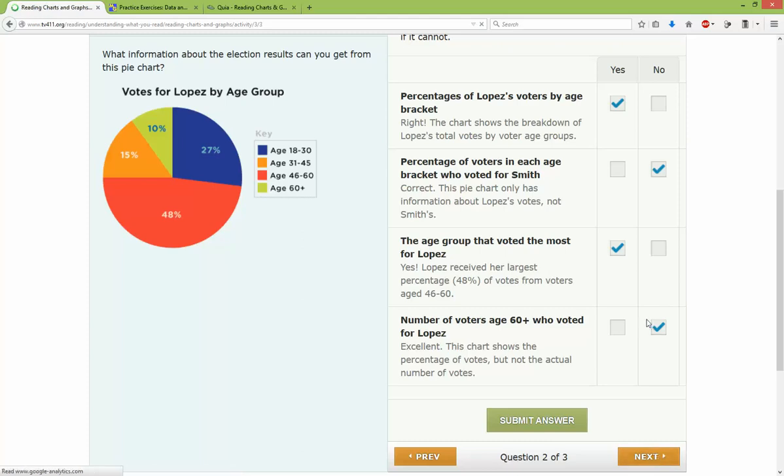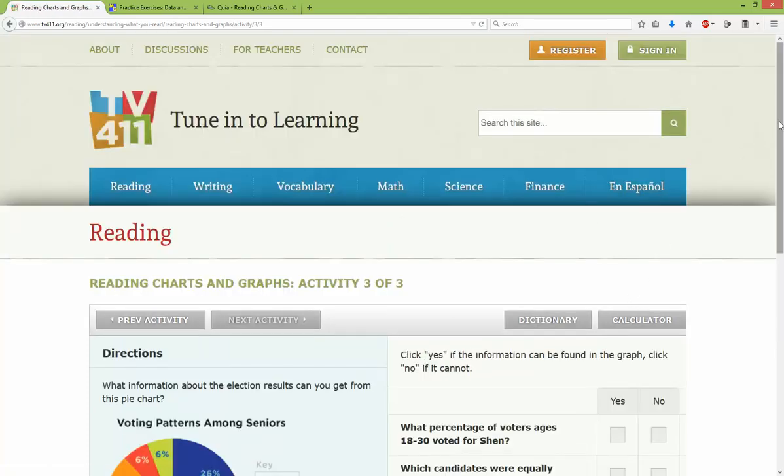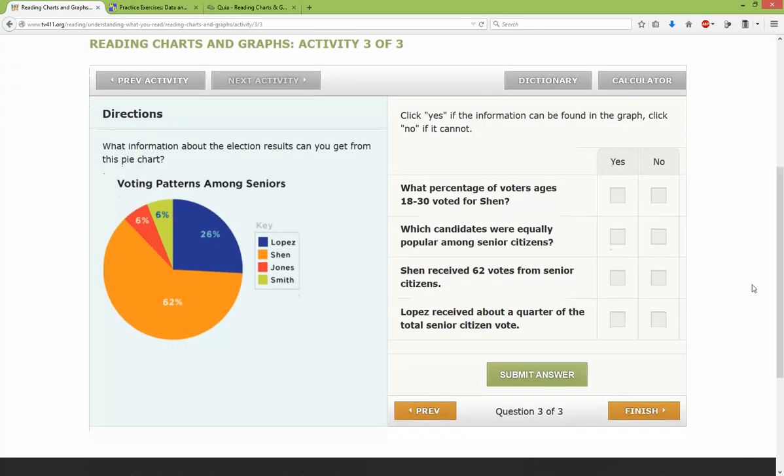Voting patterns among seniors. Okay, so we could imagine this would be the pie chart for the 60 plus, and we want to know, okay, so they voted for Lopez, Shen, Jones, and Smith. Can we answer what percentage of voters aged 18 to 30 voted for Shen? No. Okay. Which candidates were equally popular among senior citizens? Yes, Jones and Smith were.